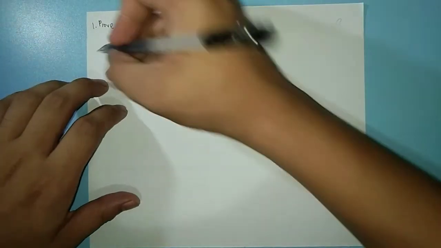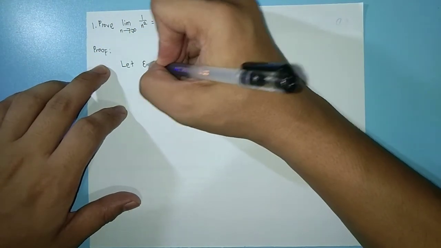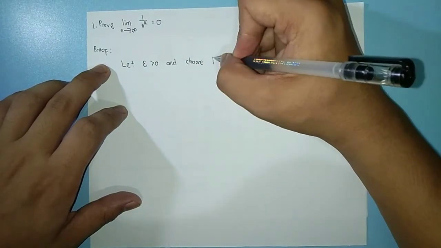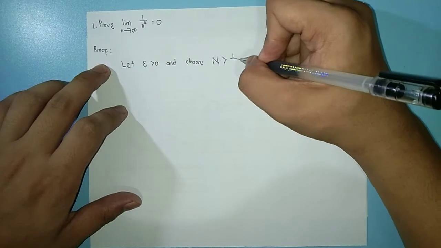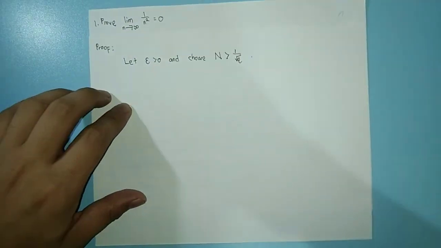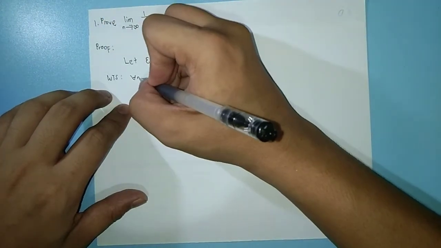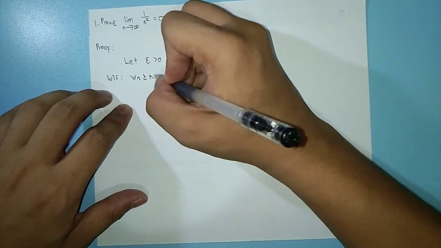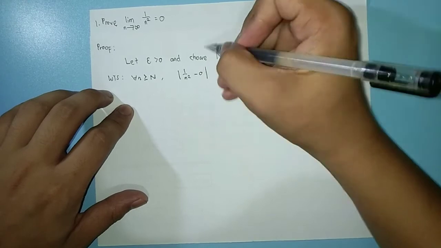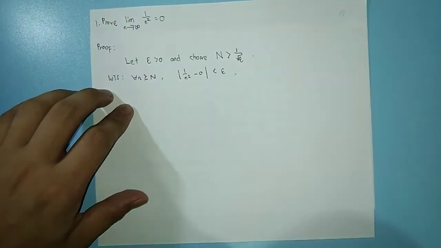Okay, for our proof, let epsilon be greater than 0 and choose large N to be greater than 1 over square root of epsilon. Okay, so ito yung ginawa natin kanina, no? So, ang kailangan na lang nating patunayan, so we have to show that as small n becomes larger than large N, yung distance ng 1 over n squared minus 0 must be less than epsilon. So, ito yung dapat nating mapakita.